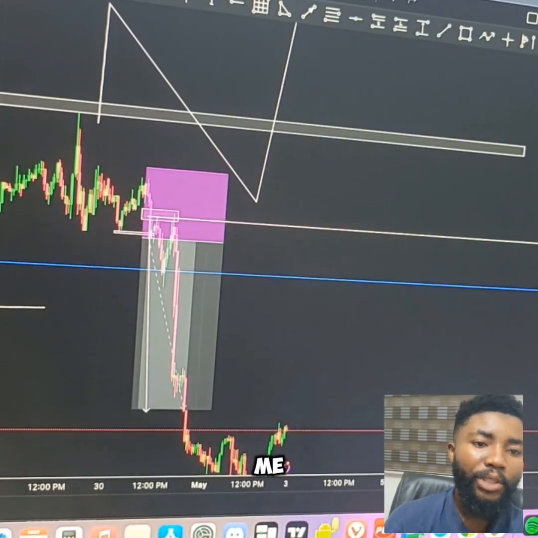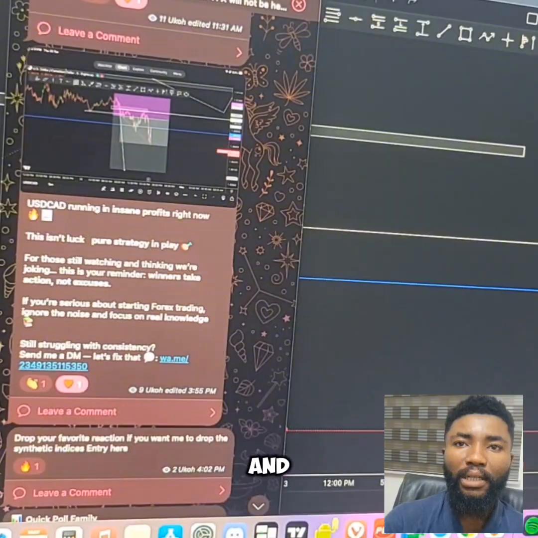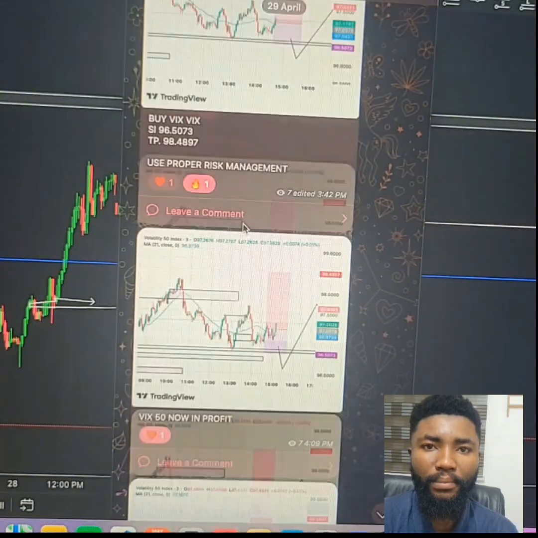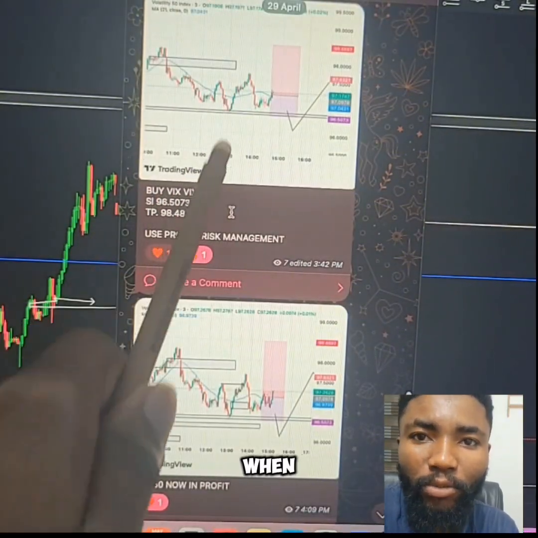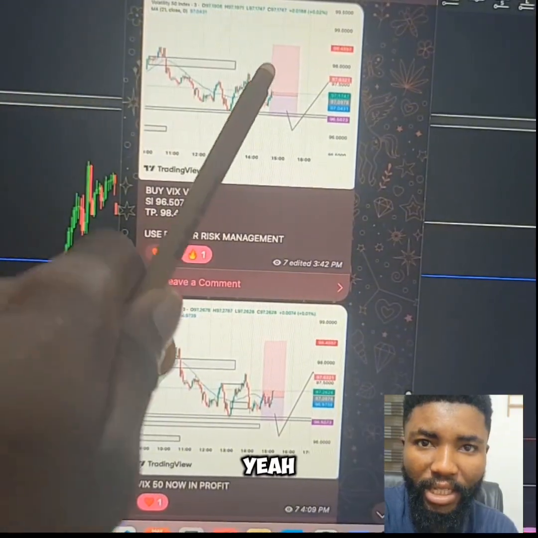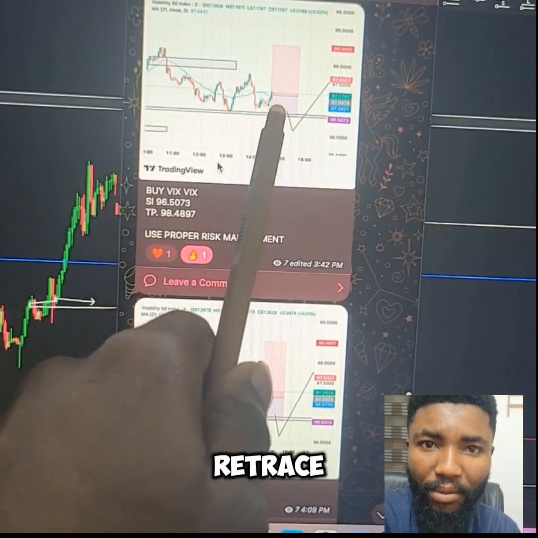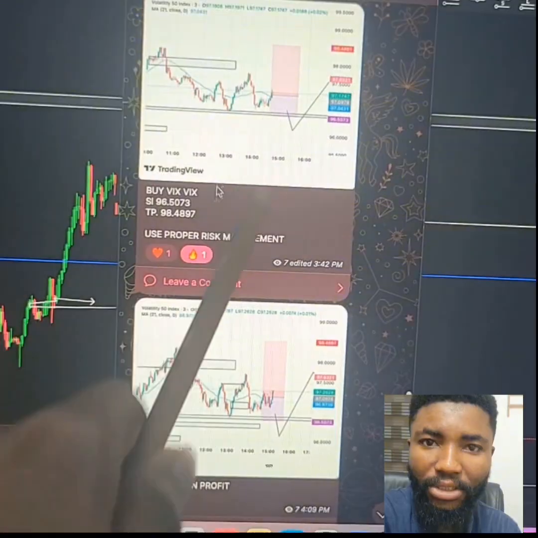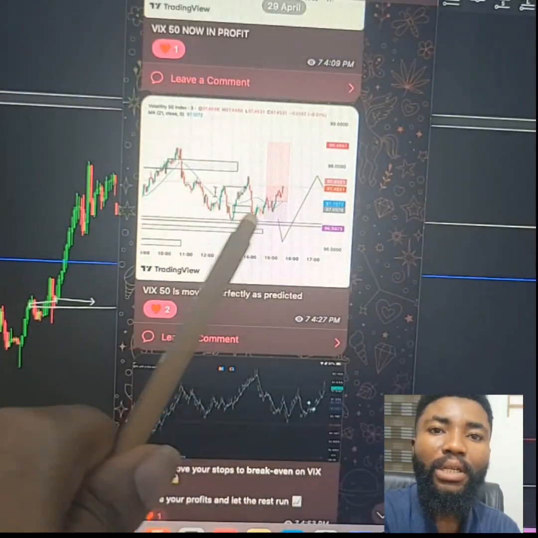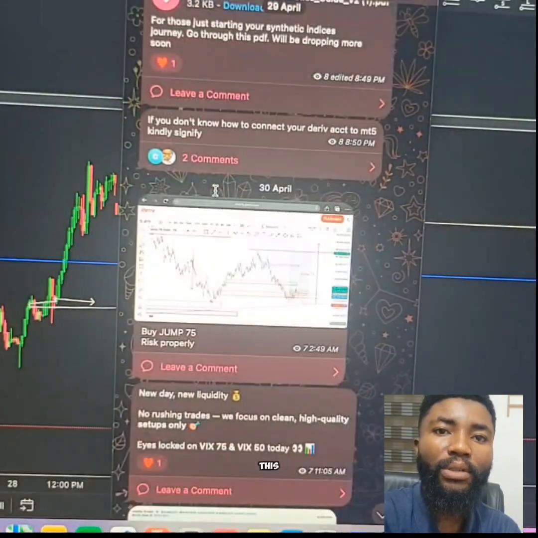Then let me also show you that other trade on synthetic indices where I posted it. Alright, so this was when I initially posted that particular trade. You can see that after price gave that movement to the upside, when price retraced back, I called out the trade, and you can start seeing how the trade started to play out, and you can see that was how we were able to smash TP on this particular one.